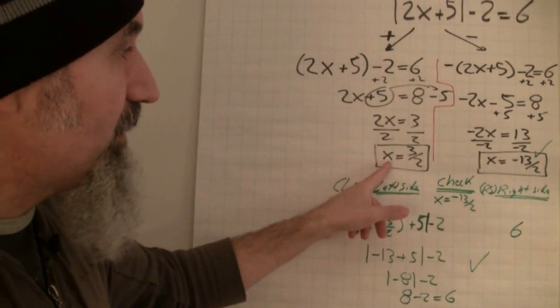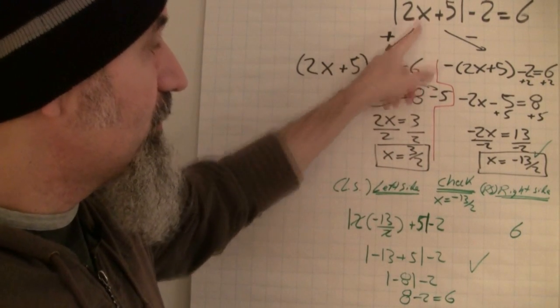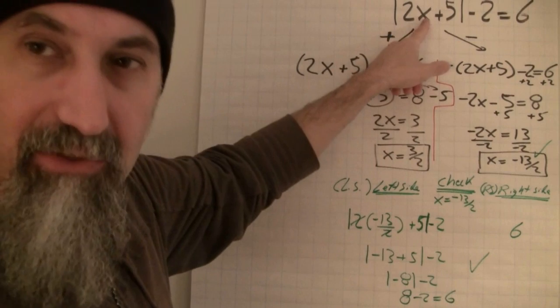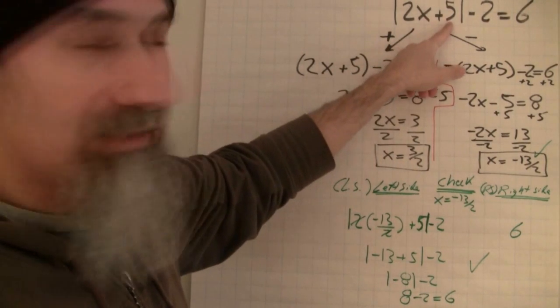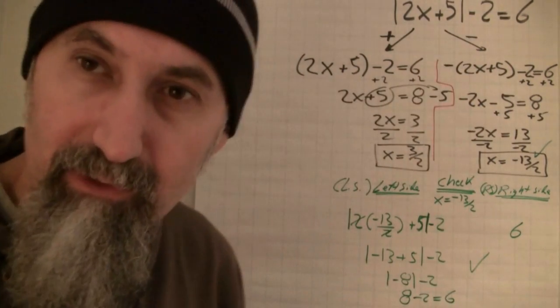If we're going to do it for this one, 3 over 2, right? If we plug it in, 2 times 3 over 2, 2 kills 2, so this is 3. 3 plus 5 is 8. Absolute value of 8 is 8. 8 minus 2 is 6, so that works as well.